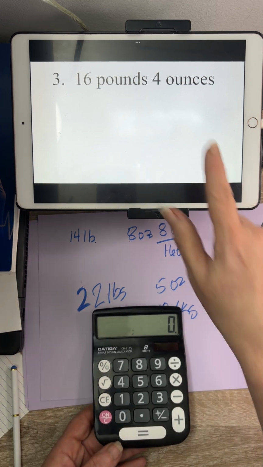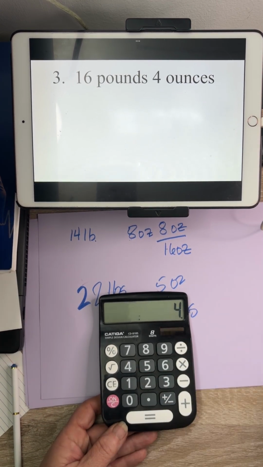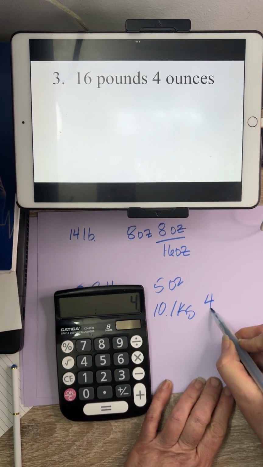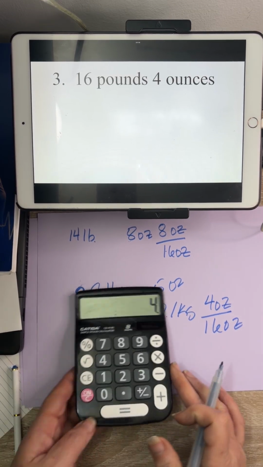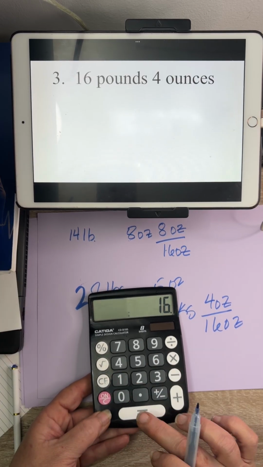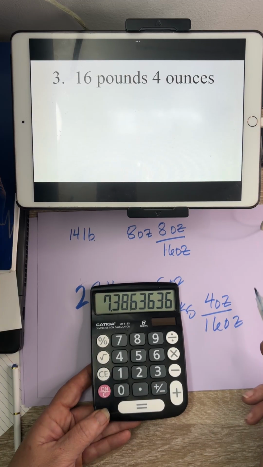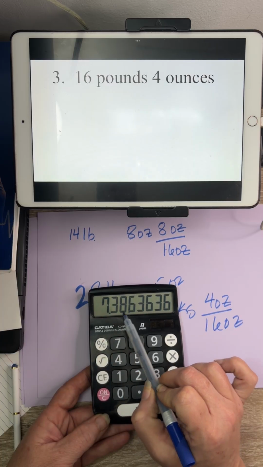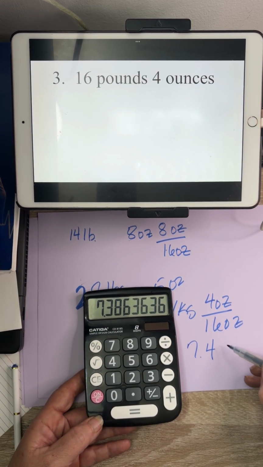So look at this one. 16 pounds. We got 4 ounces. Let me write it because somebody on here is going, what page is she on? 4 ounces. And we know 16 ounces make a pound. So we're doing 4 divided by 16 equals. And then we're going to add the 16 solid pounds. And then we're dividing it by 2.2. And then we're going to round. You see that 7.38? So that would round to 7.4 kilograms.